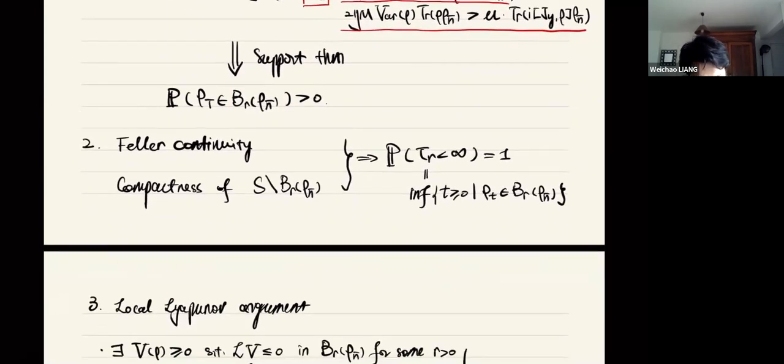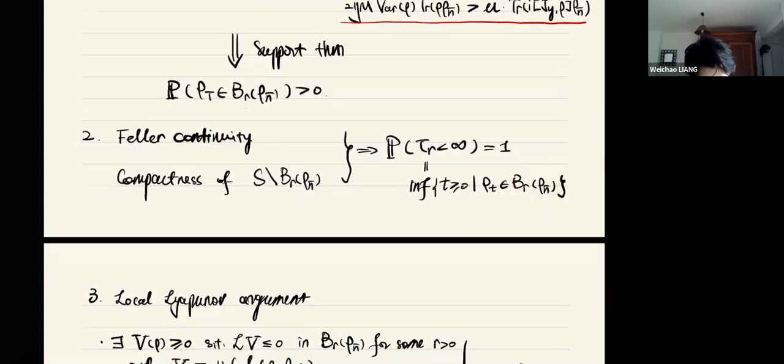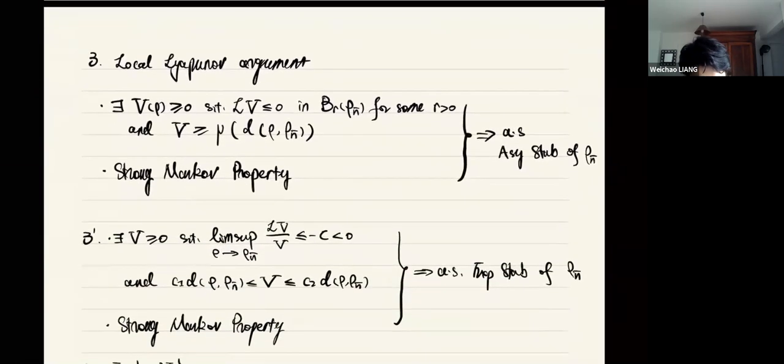And the second step is we want to apply the Feller continuity of the solution of the stochastic master equation, and also we have the compactness of the complement of the neighborhood of the target state. Then we can show the stopping time is finite almost surely. Which means for any initial state, the solution can always enter an arbitrary neighborhood of the target state in finite time almost surely.